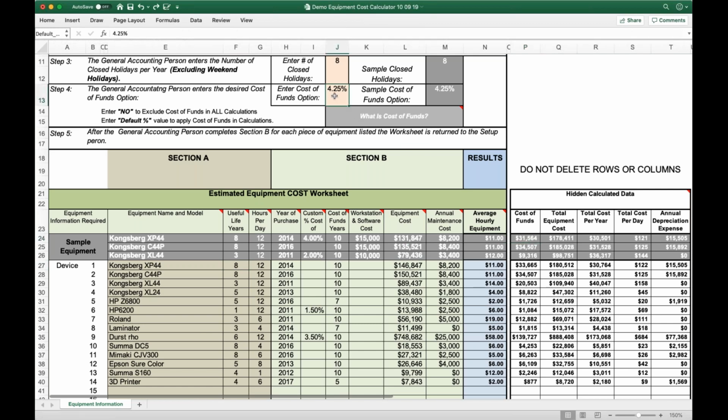If we change that to no, it takes it out of the hourly side, but it still expresses it as an FYI for the depreciable value that might be of interest. Does that answer your question, Albert? He might not have a microphone.